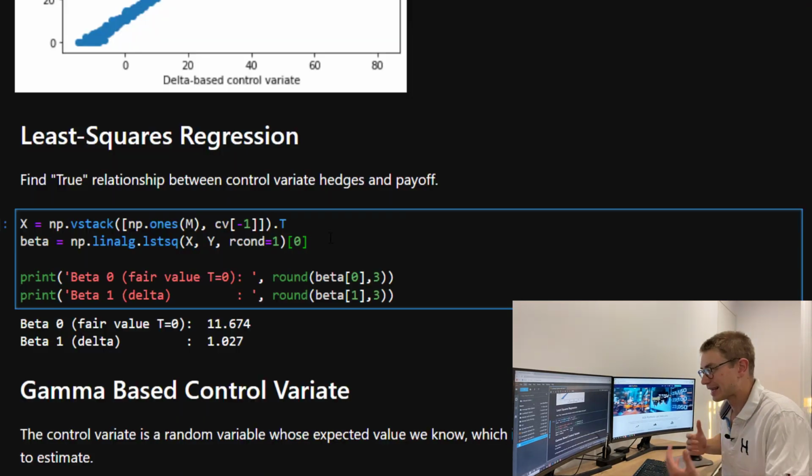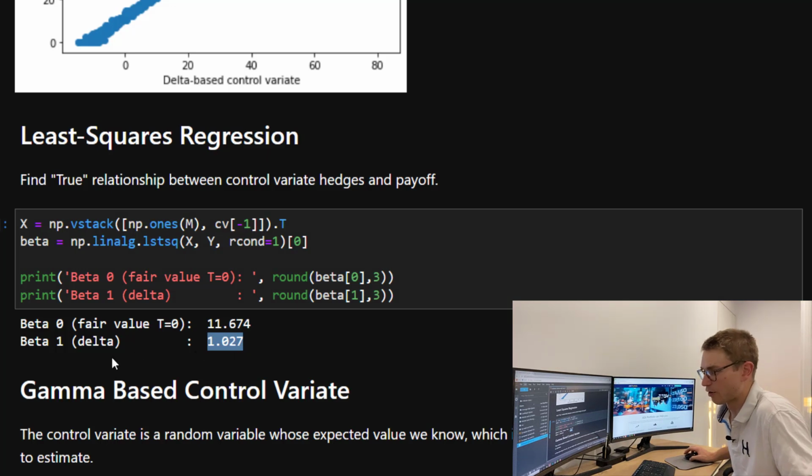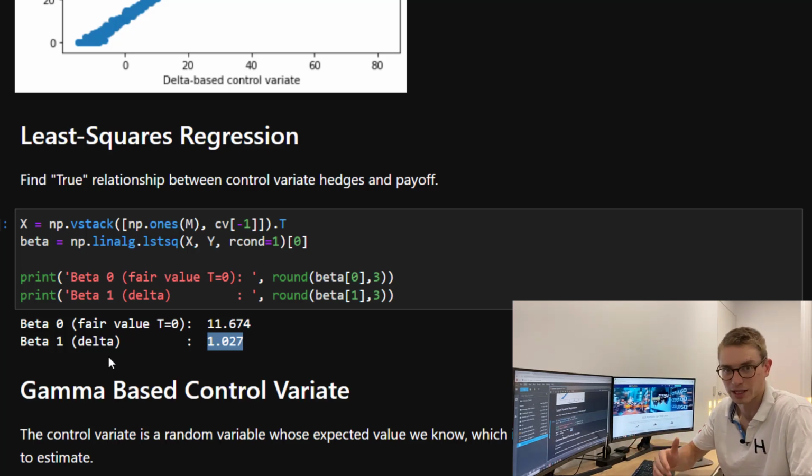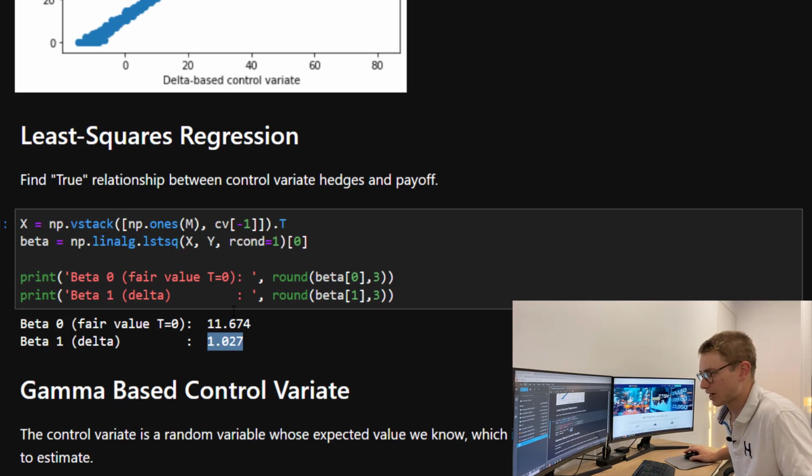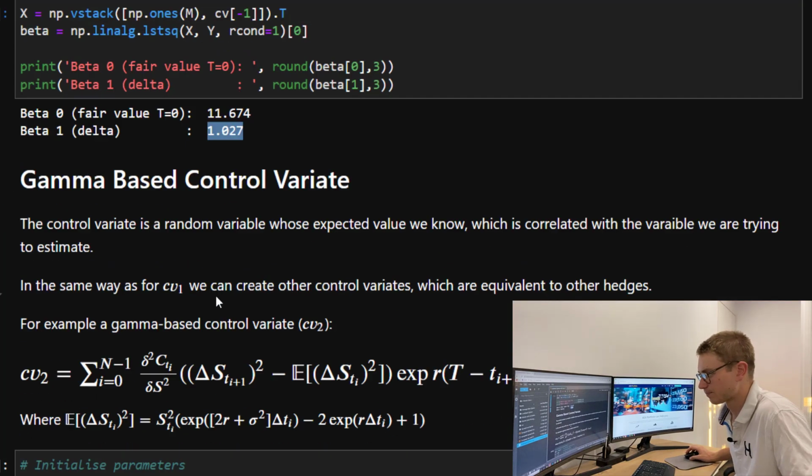So here we're going to be using least squares regression so we can find the true relationship between the control variate, hedging, and payoff. And here we can see that we've got numpy vstack, which is just an array of ones, and then we've got the sum of control variates over those 52 weeks where we've been doing delta hedging. So then we've got 1000 scenarios, and we can see here that it's a one-to-one relationship or thereabout with our delta hedging with 52 weeks. So if we delta hedge and we accrue all those sums over each week in that simulation, we've got 1000 of them, you end up with this graph here. And we can use least squares regression to find out the coefficient of best fit.